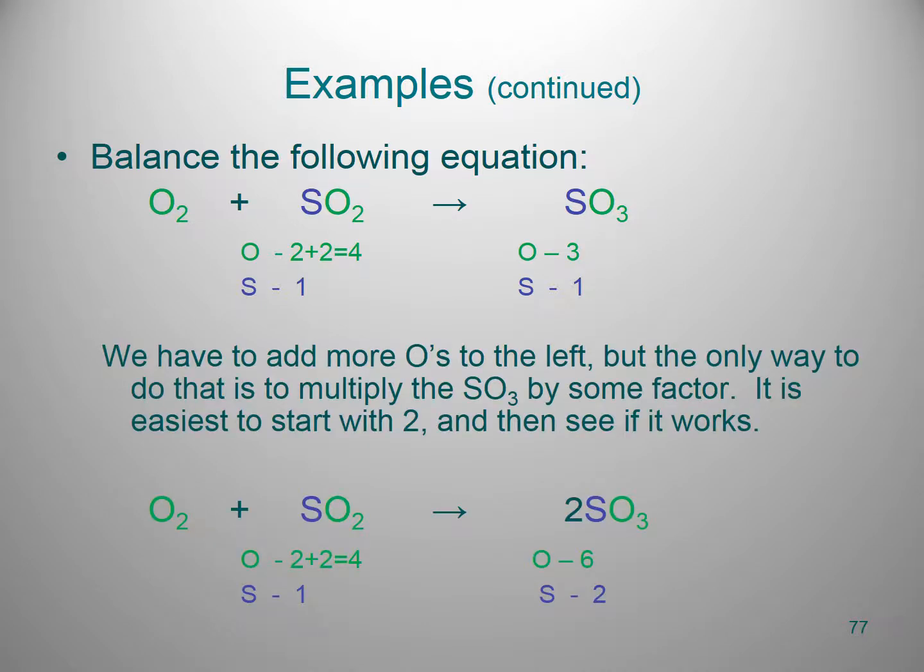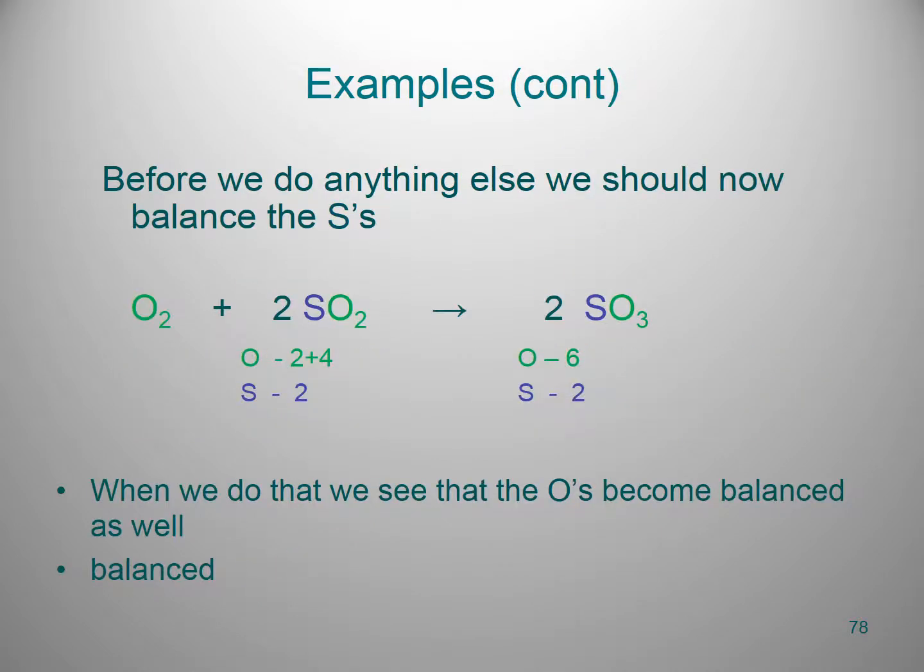And notice if I multiply the right by 2, I now have 2 sulfur and 6 oxygen. Well, my oxygen is still not balanced, but now also notice that I messed up my sulfur. I have 2 sulfur on the right, but only 1 on the left. So before I do anything else, I'm going to fix that by putting a 2 in front of the SO2. So if I do that, now I can see that I've got 4 oxygen plus another 2, and so that did balance the oxygen.